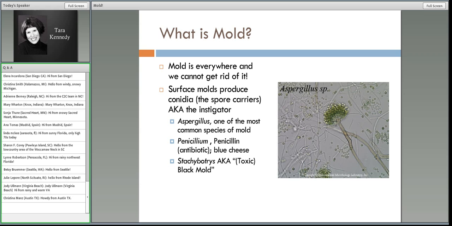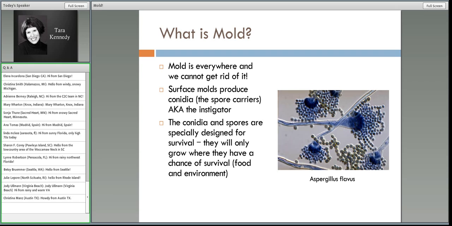What you need to keep in mind is that conidia and spores are specifically designed for survival. They will only grow where they have a chance for survival, meaning that they have the correct food and the correct environment. Spores and conidia have thick cell walls, if you remember your biology, that have to be penetrated in order to fully kill them.